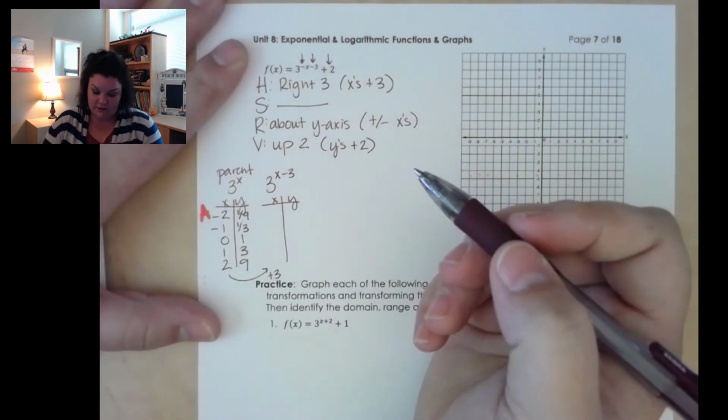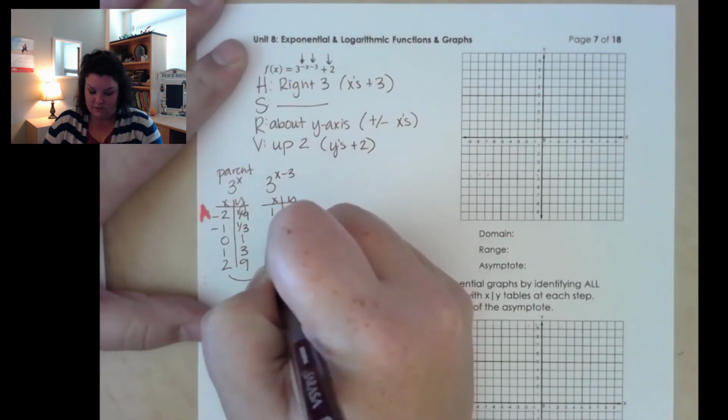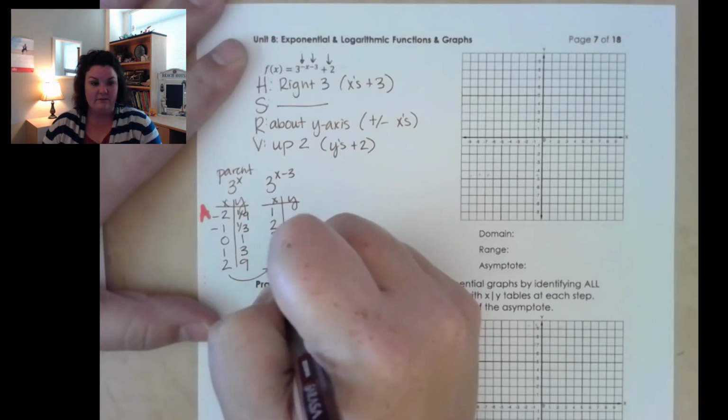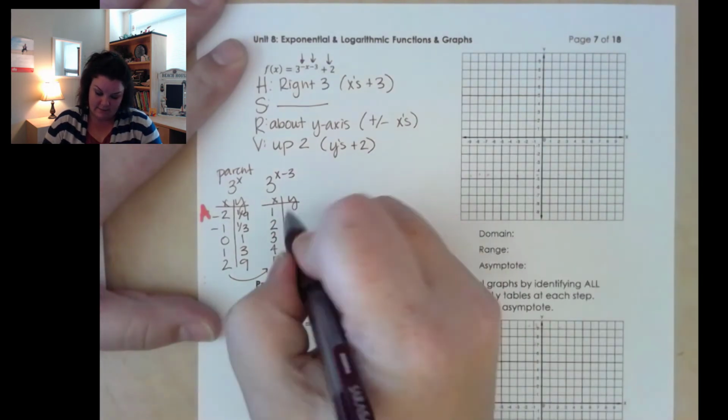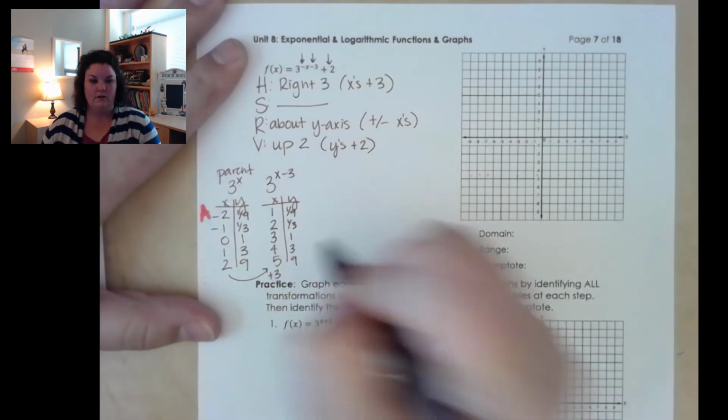So -2 plus 3 is 1. -1 plus 3 is 2. 0 plus 3 is 3. 1 plus 3 is 4. And 2 plus 3 is 5. My y's stay the same. 1/9, 1/3, 1, 3, 9.